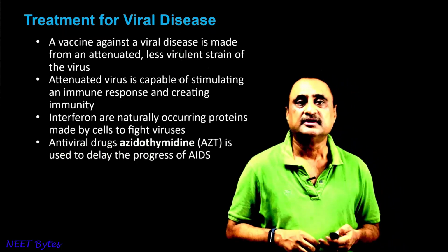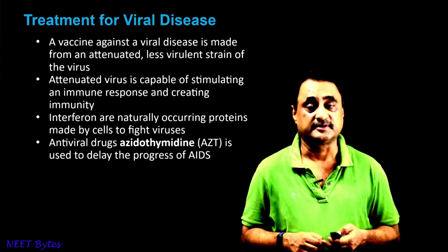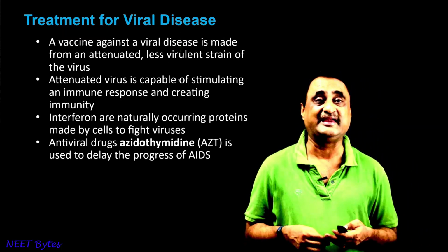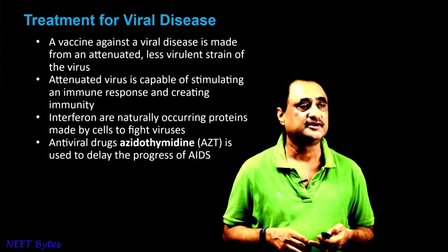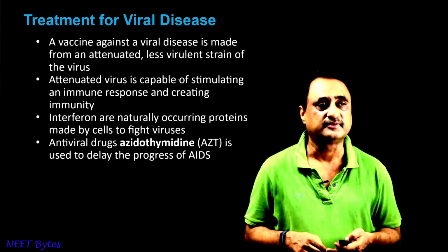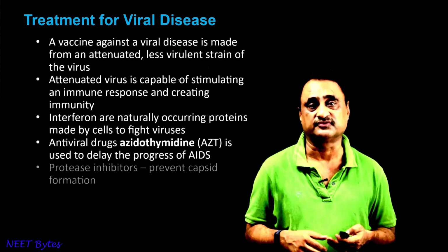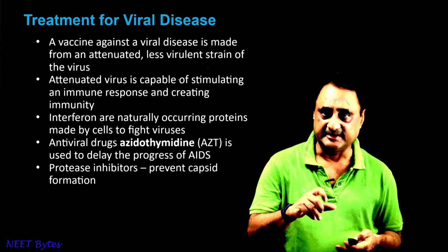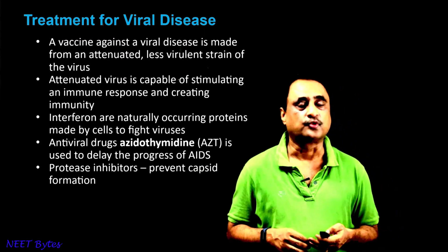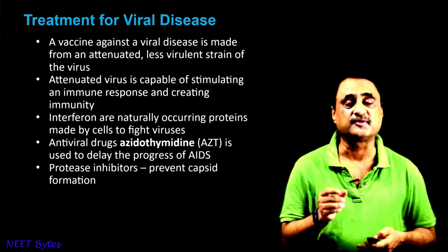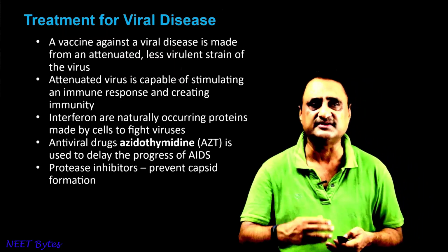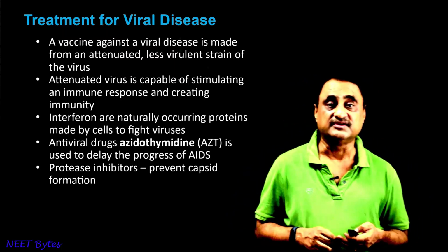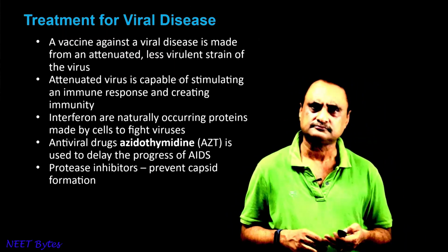At the same time, there are certain antiviral drugs, and one of the most common and popular is AZT, right? That is azithromycin, right? That is used to delay the progress of AIDS. Okay, and in addition to that, there are protease inhibitors as well, right? And they prevent capsid formation. So these are the ways in which viral diseases are actually being treated.